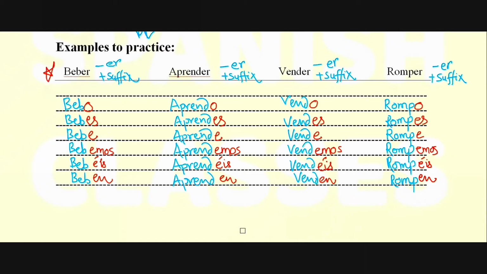ER ending verb, beber. Read bebo, bebes, bebe, bebemos, bebéis, beben. Second, aprender. Aprendo, aprendes, aprende, aprendemos, aprendéis, aprenden. Vender: vendo, vendes, vende, vendemos, vendéis, venden. Romper: rompo, rompes, rompe, rompemos, rompéis, rompen. See, I'm highlighting stars. These are accent points of the verbs. Fifth conjugation with vosotros, we have accent on E.